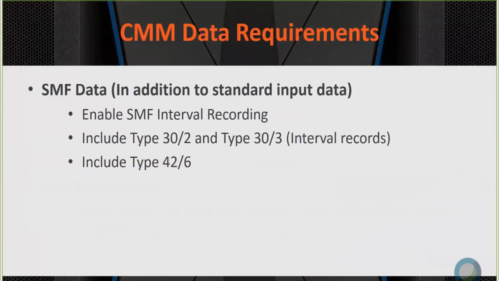In addition to the standard SMF and CMF or RMF data that we use, there are some other records that you want to make sure you include. You need to enable the interval SMF recording, and then include the type 30, subtype 2, and subtype 3 interval records, as well as the type 42 subtype 6s. This gives us the information we need to understand the performance of the individual batch jobs.